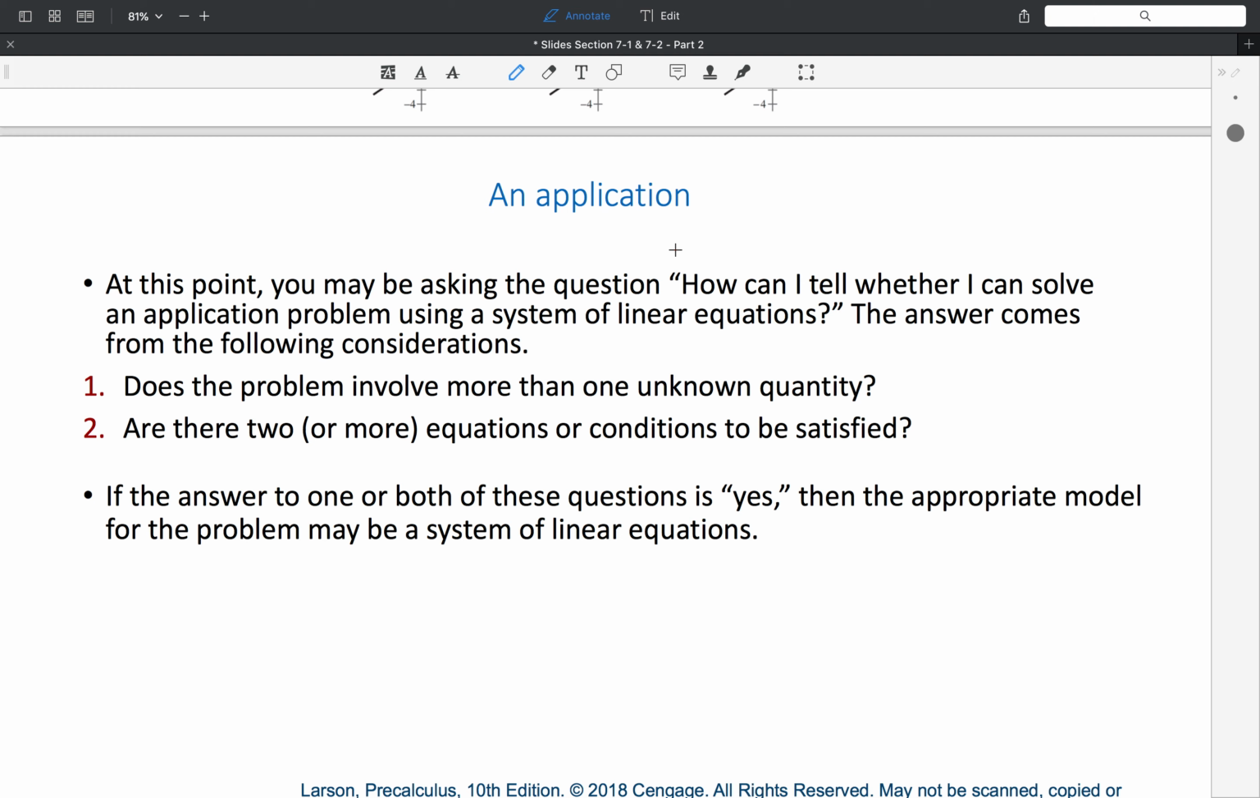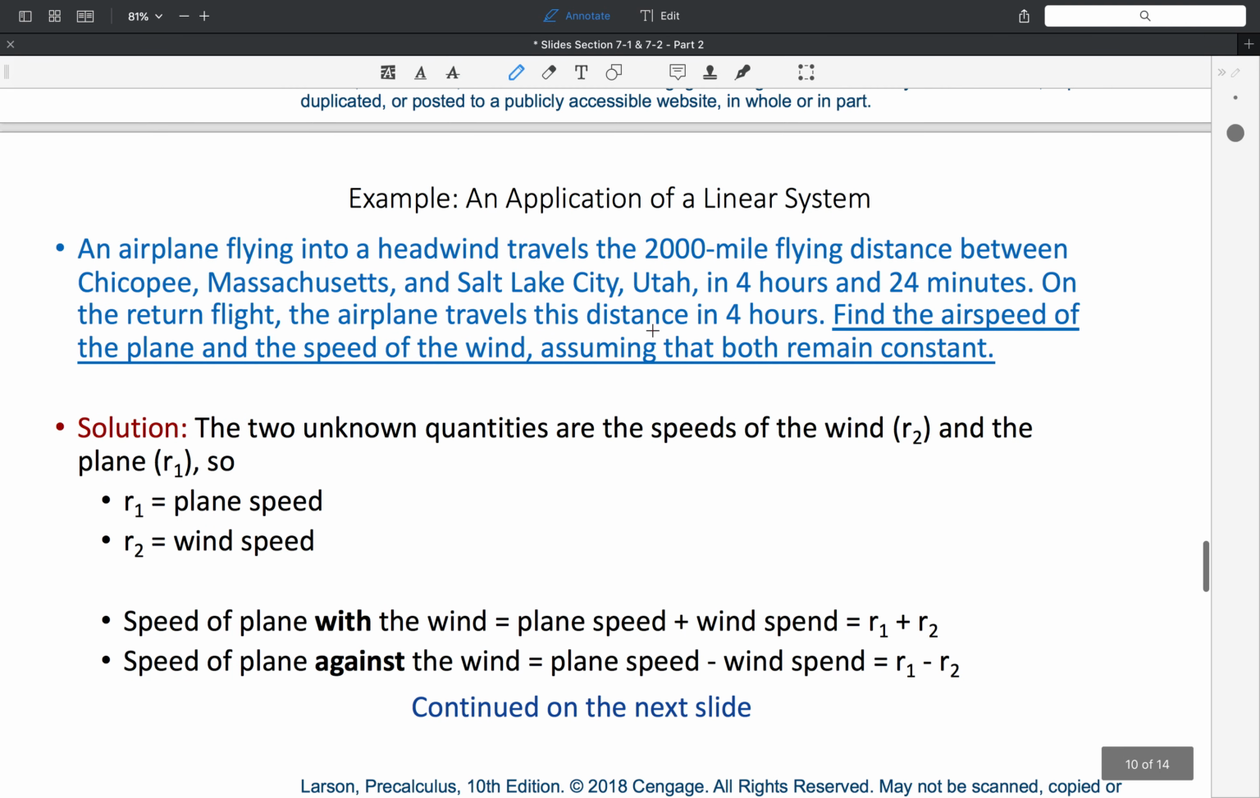And often there's going to be two parts. Like there's going to be two things going on. So here's what I mean. Here's an example. So here we have two things going on. So I'll read the problem. An airplane flying into a headwind travels the 2,000-mile flying distance between Chicopee, Mass. and Salt Lake City, Utah in 4 hours and 24 minutes.